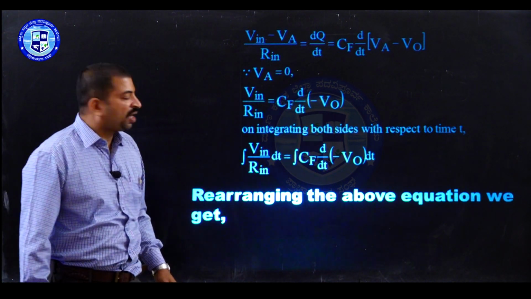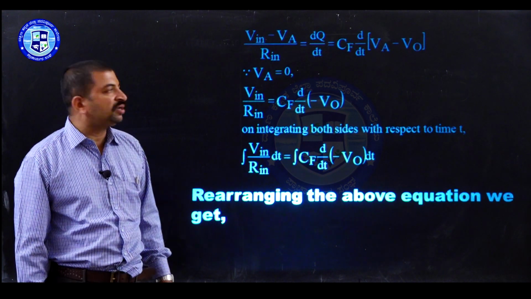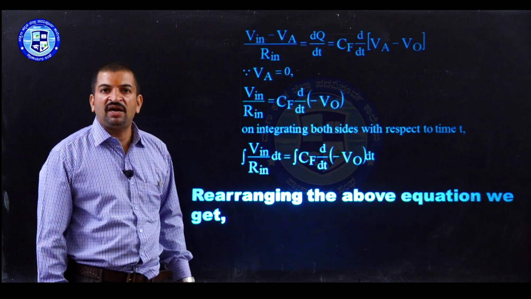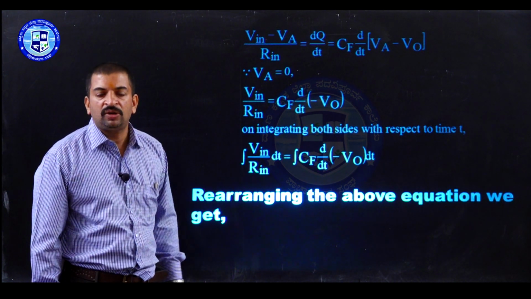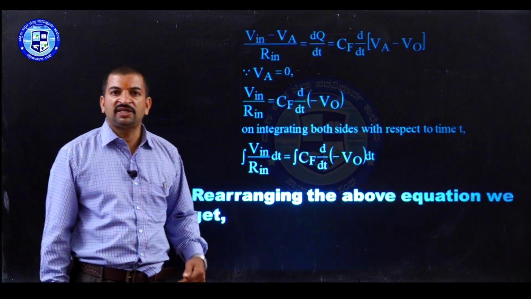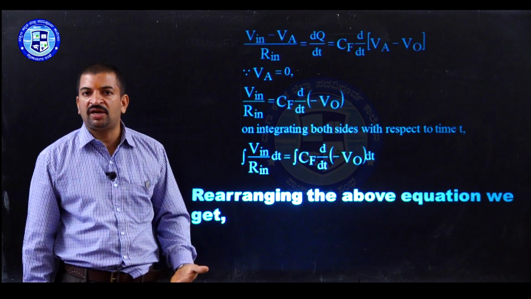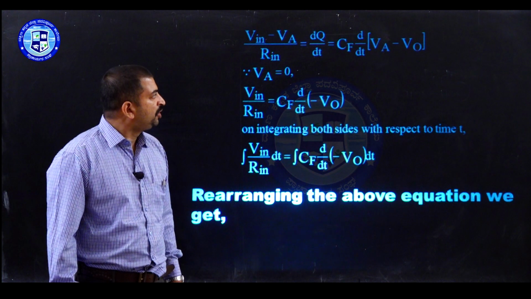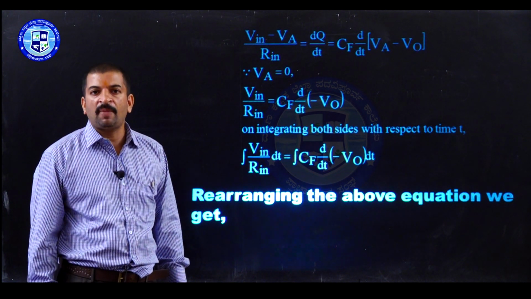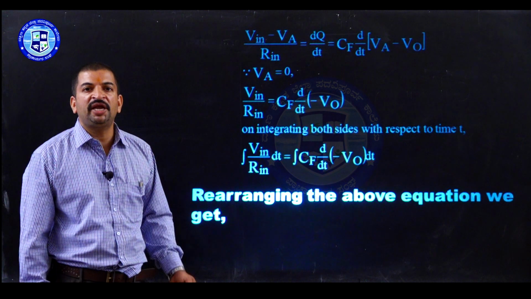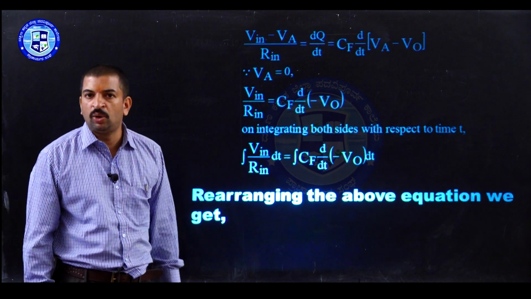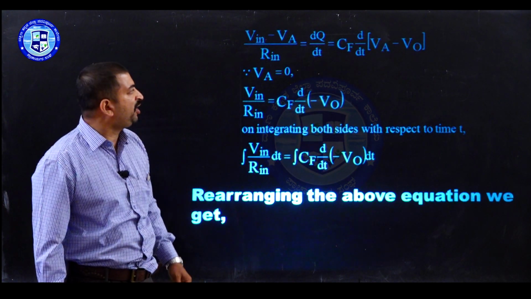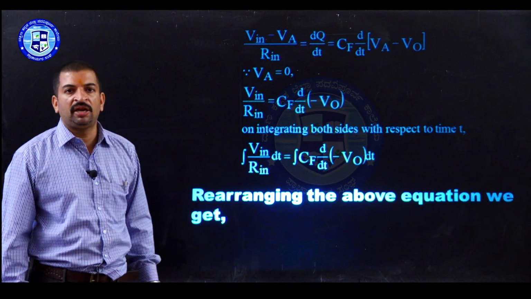Now, the current flowing through the feedback capacitor is given by the formula dq by dt. IC equal to dq by dt. Current is nothing but rate of flow of charges. In the case of alternating current, we use the formula dq by dt. Q is the charge stored on the capacitor plates. Q is equal to C into Vc, where Vc is the voltage across the capacitor. So the equation can be written as Cf into d by dt of Va minus V naught.